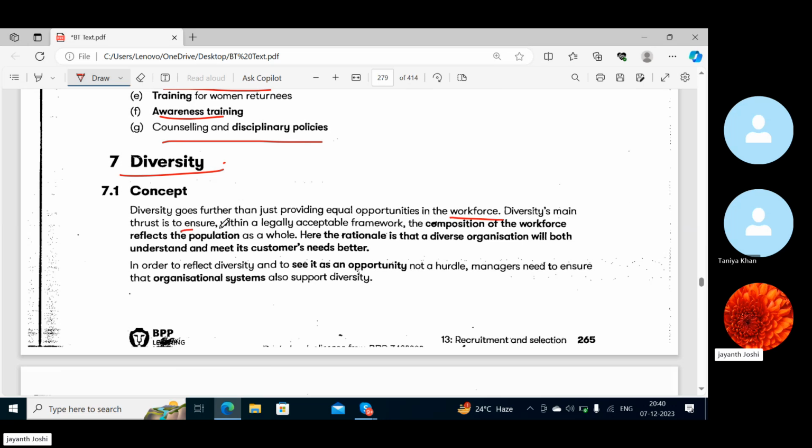Diversity's main thrust is to ensure, within a legally acceptable framework, that the composition of the workforce reflects the population as a whole. So it's not like your company is open only for a certain sect or people of a certain religion or caste or color or language, etc. It is open for everyone. The rationale is that a diverse organization will both understand and meet its customer needs better.